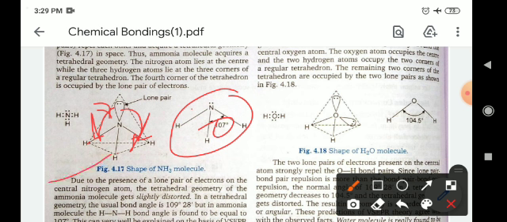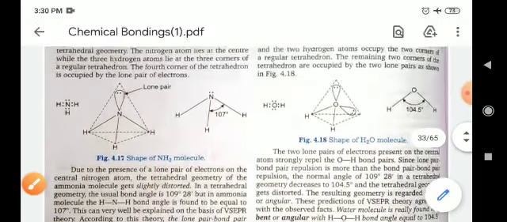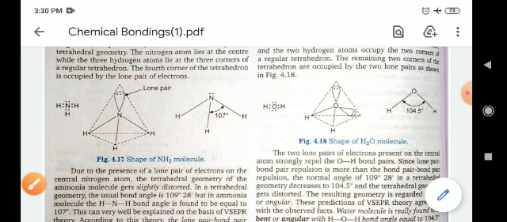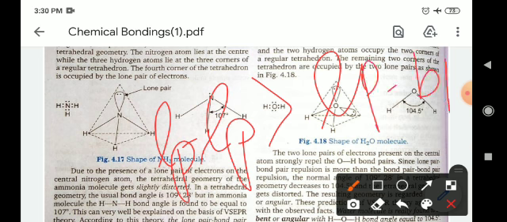And in the water molecule there are two lone pairs of electrons, and these two create more repulsion. So now this bond angle will decrease more and come to 104.5 degrees. So it is known as the V shape or bent shape, because according to VSEPR theory, lone pair-lone pair repulsion is more than lone pair-bond pair repulsion.